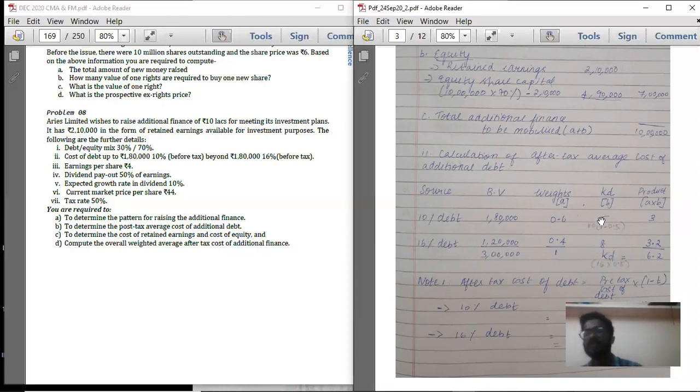It is simply the after tax debt. Before tax debt is 10, then 50% tax will go. Remaining 5 is the after tax debt. And for 16%, 50% out of 16%, that is 8% tax will go. Remaining 8% is the after tax cost of debt.